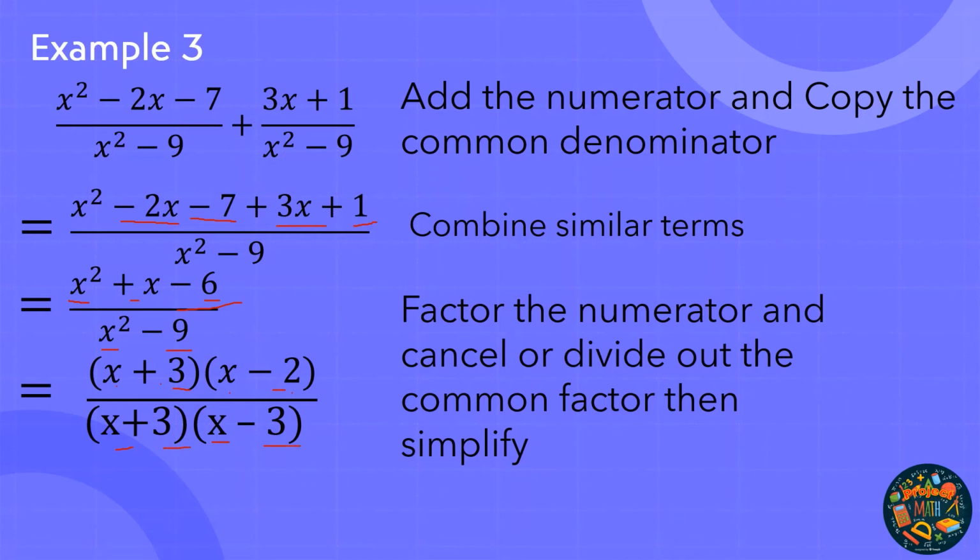Okay, so after factoring each term, we can see that there are common factors. And the common factors are x plus 3 and x plus 3. Then, write the remaining terms. So, we have x minus 2 over x minus 3. And this is now your final answer.